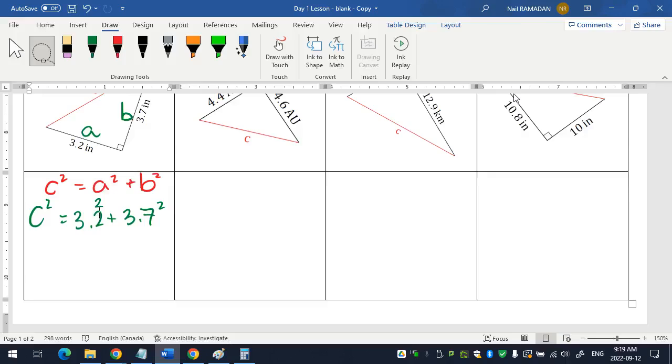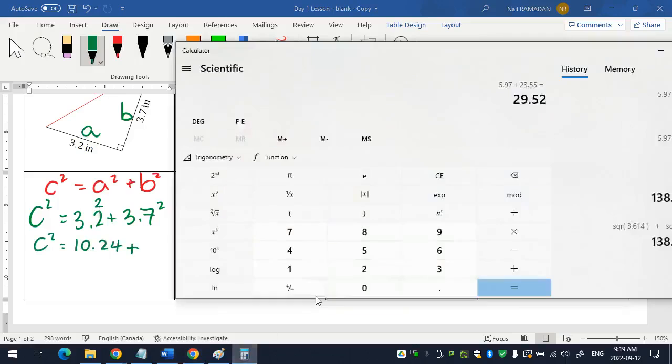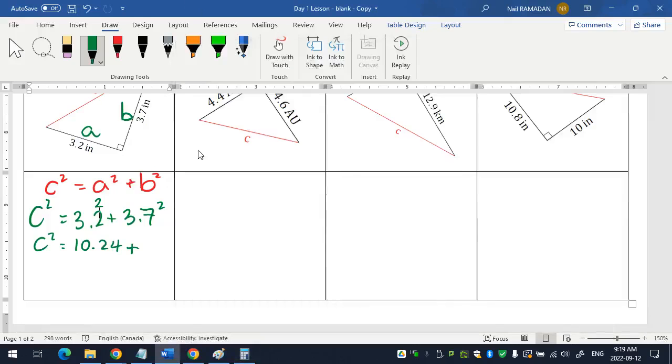Okay, let's keep going. C squared equals. What's the square of 3.2? I know this one: 10.24. It's a famous number, so I know it. How about the square of 3.7? 3.7 square, not square root, square. 13.69.